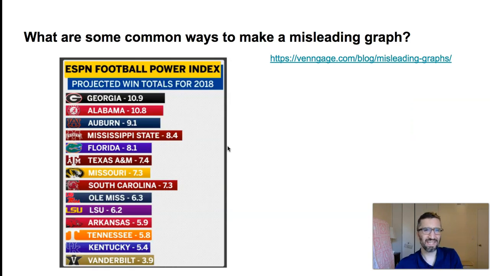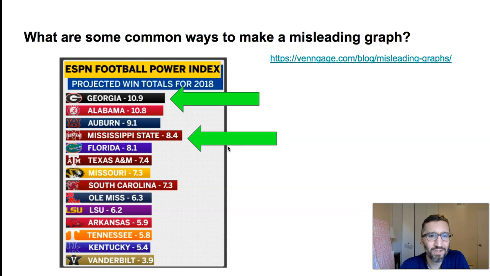And this one, ESPN Football Power Index projected win totals. This is just a confusing graph. Like, I'm not sure why 10.9 would be a shorter bar than 8.4. So that's something just to be cognizant about. Sometimes graphs are just confusing. I'm not sure what they're trying to state here. Maybe this was made by a Mississippi State fan or a South Carolina fan to say, hey, our teams are better. Even though we're projected to win less, our team is better.